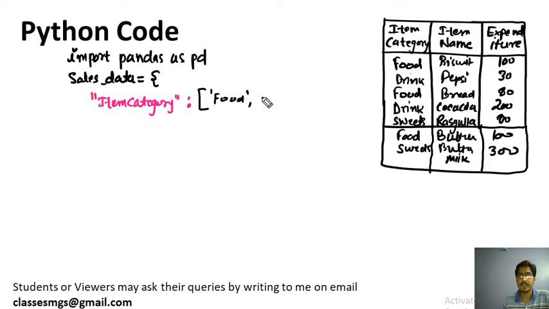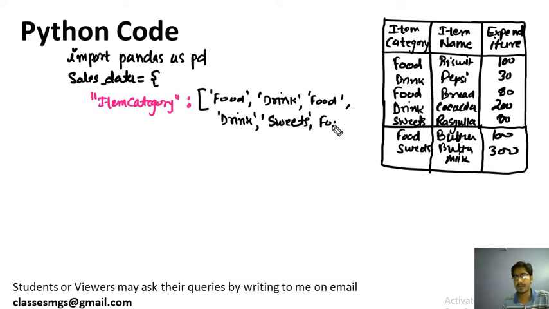Food, then drink, then we have the food again. So column wise data we need to pass, remember this. Then drink, this is the list of values. You should know what a list is in Python. Sweets, food, and then sweets. So we have created this list.